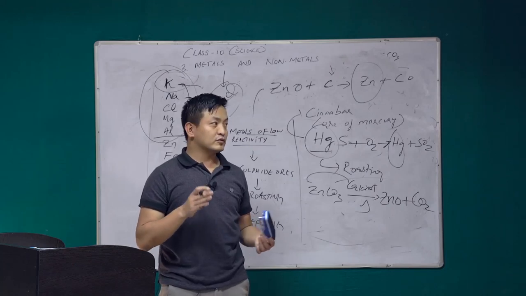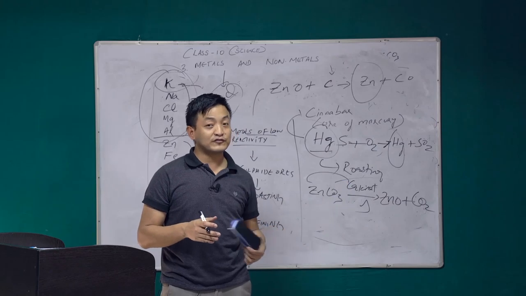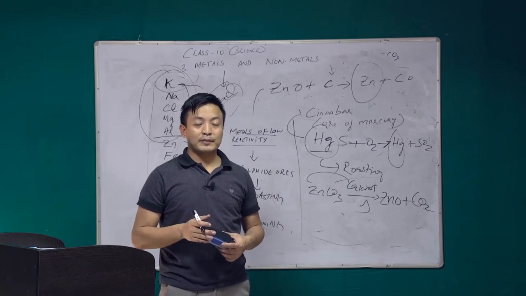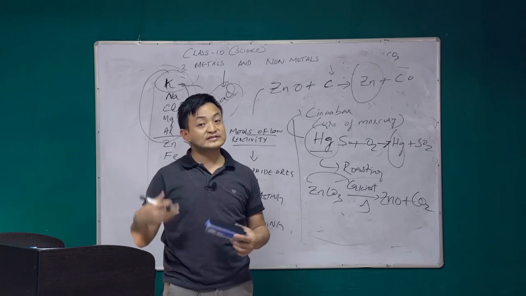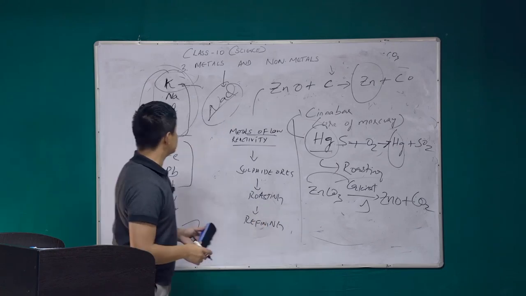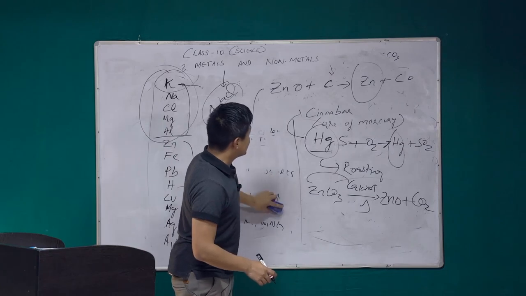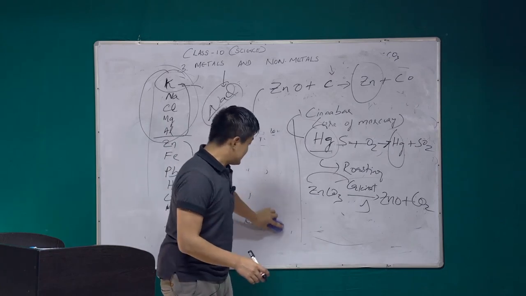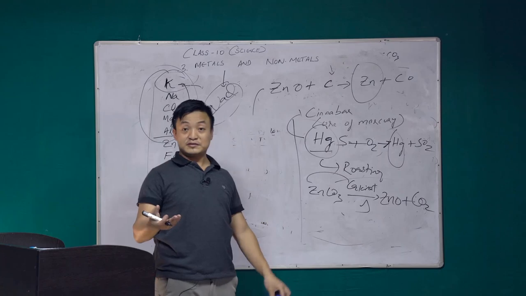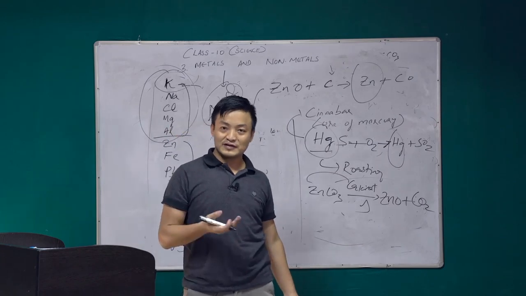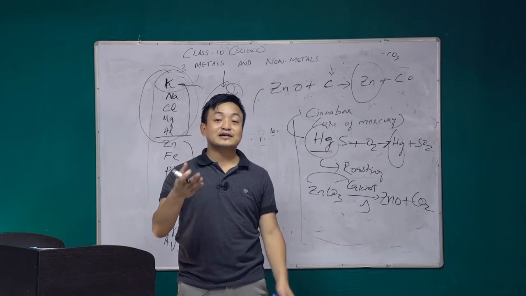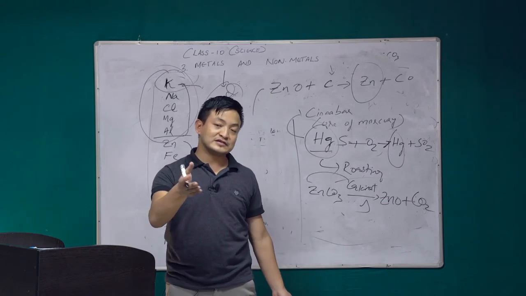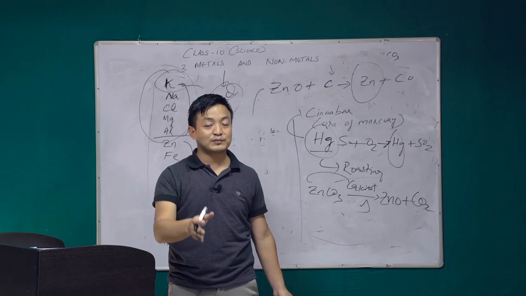Corrosion I have explained in the first chapter as well, but we have some other points to add here in this chapter. So the next point is corrosion. Students, if you remember, it is because of corrosion that metals get rust. Why do they get rust? Because when metals are exposed to the air, oxidation takes place.